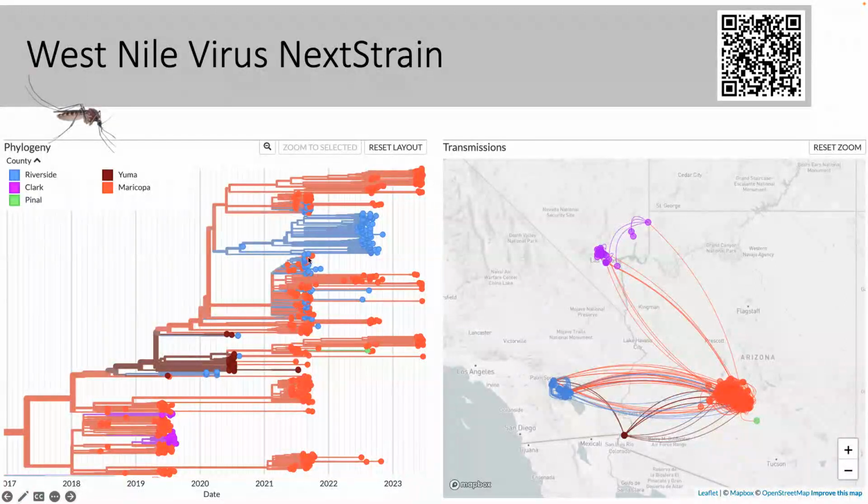And then I want to point out the one up here towards the top in 2020, where there was an introduction into Riverside County, California, that is now a population that is being maintained in that county.